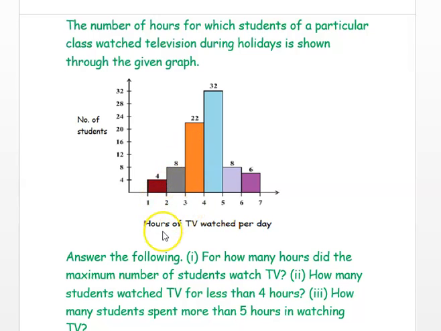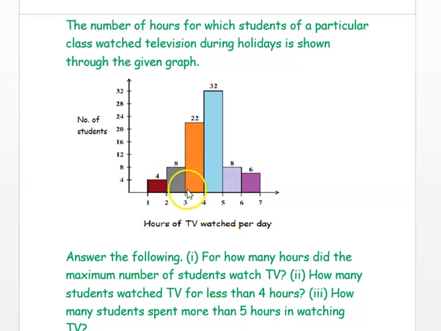In the horizontal axis, they have given hours of TV watched per day, and the number of students in the y-axis. So 1 to 2 hours, 4 students watched the TV. Similarly, in 2 to 3 hours, 8 students watched. The same way, 3 to 4, 22 students watched. And 4 to 5 hours, 32 students watched. And then 5 to 6 hours, 8 students watched. And 6 to 7 hours, 6 students watched the TV.